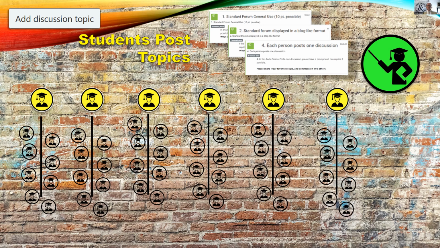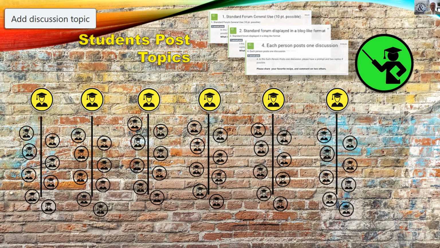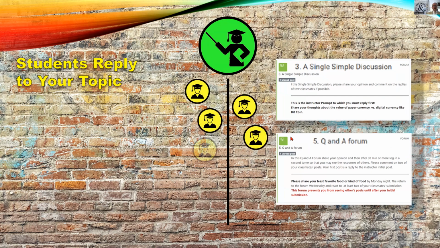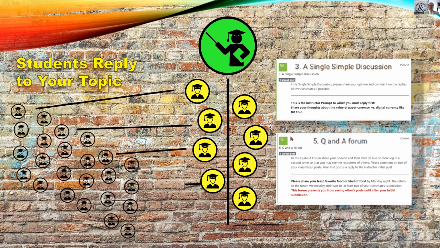And you'll look in the upper left-hand corner, that add discussion topic means the student is starting up a thread essentially. Now, as I just indicated, it makes sense if maybe you're doing recipes and everyone has to post a recipe and comment on each other's recipes, that works. But consider instead, maybe you lean towards students replying to your topic. So the single simple discussion and the Q&A forum, you're basically posting the topic and then they're responding to your topic. Now, they're still going to talk to one another as well. So it can get a little busy, but once again, what is your class size?